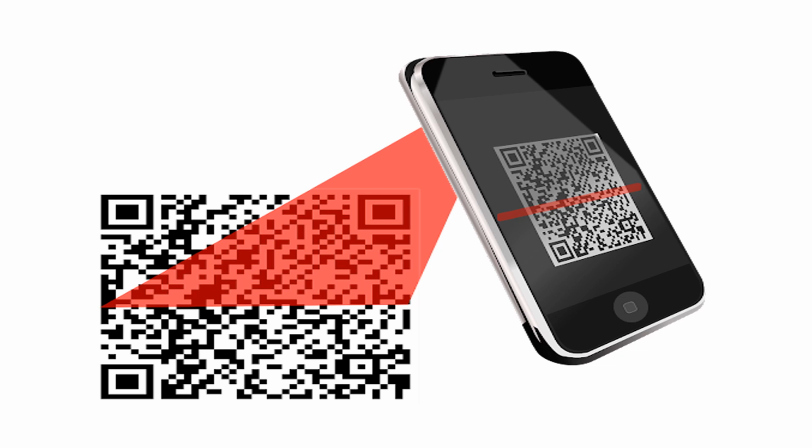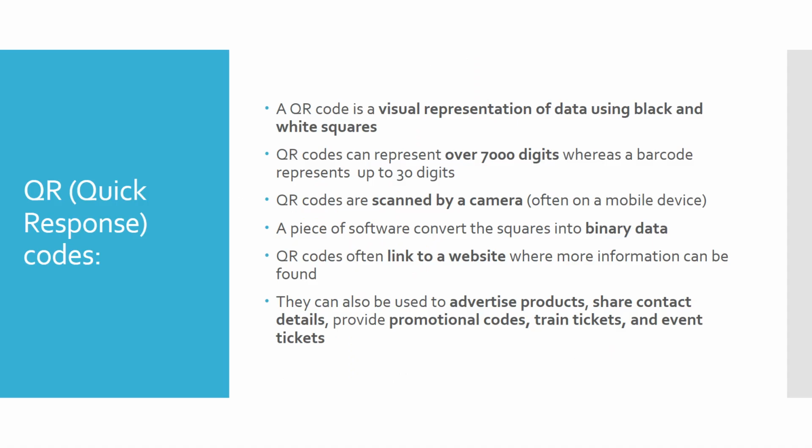Okay, so I hope you have seen this barcode and you must have scanned it. This type of code is called a QR code, and we mostly use these types of codes for passwords, Wi-Fi passwords, and for WhatsApp login as well. A QR code is basically the visual representation of data using black and white squares. A QR code can represent 7,000 digits, whereas a barcode represents up to 30 digits.